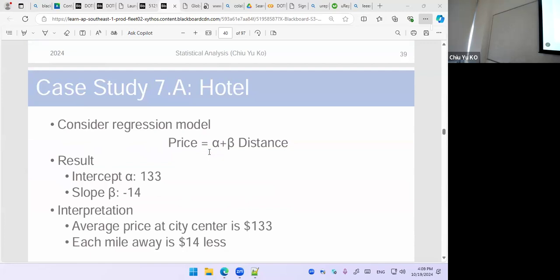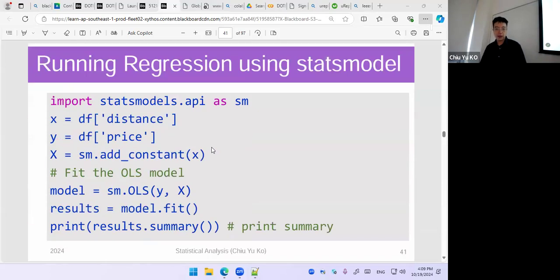It means that if you have an intercept of 133, the hotel at the city center is 133, and negative 14 means that for every mile away, or km, I forgot, mile away, you will have $14 less, right? That is the line like this, right? So let's run this regression, okay?